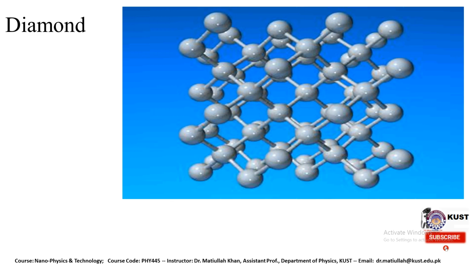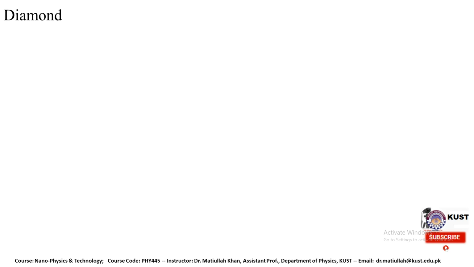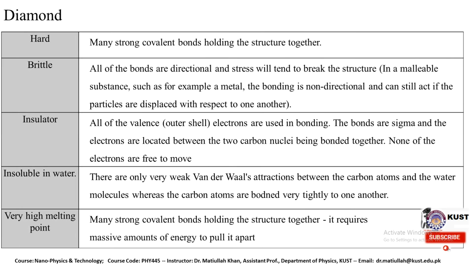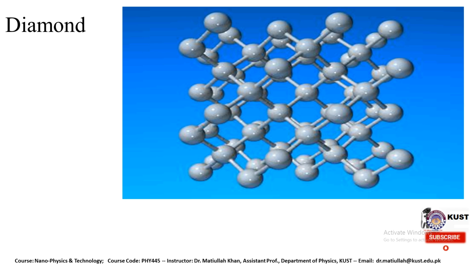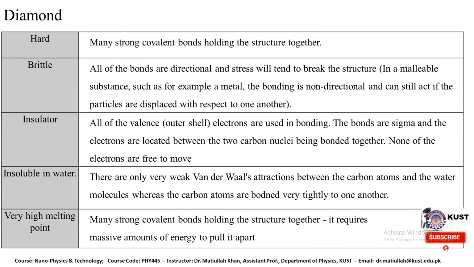So we have diamond, that is another form of carbon, and it has very interesting properties. This is the structure of diamond. Looking at the properties and applications, it is hard, and many strong covalent bonds are holding the structure together. Along with hardness, it also has a brittle nature.